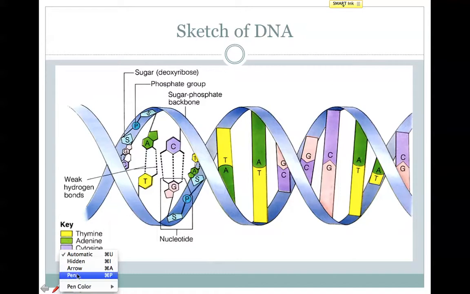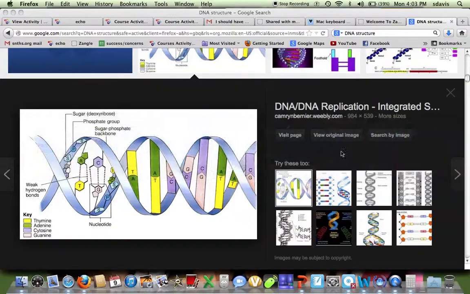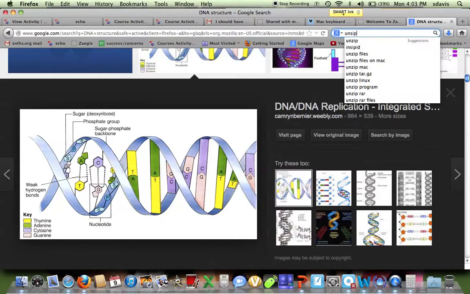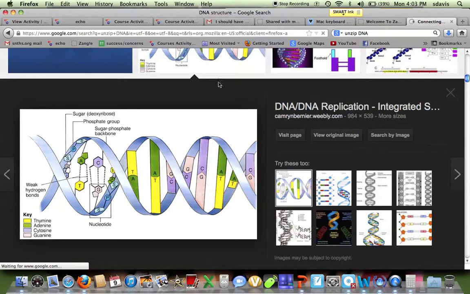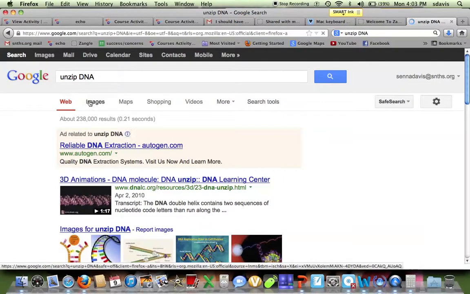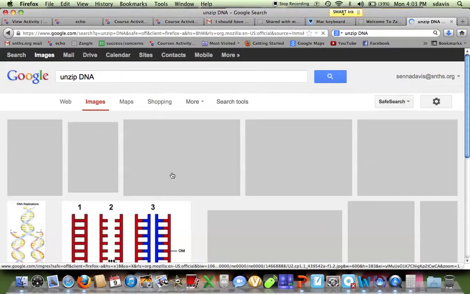So what it will do, it's like it chops it right here, and it can unwind. Let me get a better graphic for you. If I go here, unzip DNA, and let's look at the images that come up. Sorry, it's taking a long time. Here we go. Here's this section. This one's a good picture.